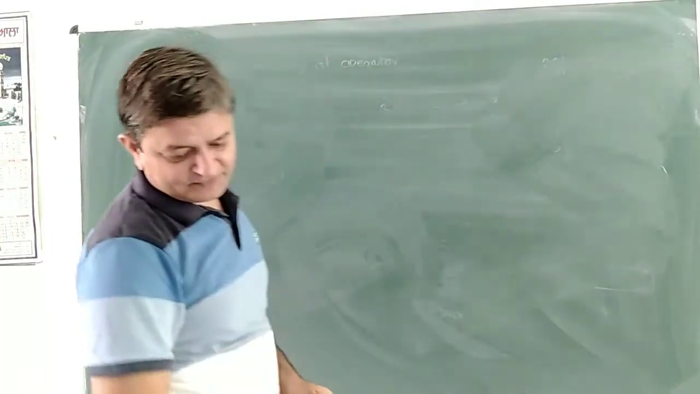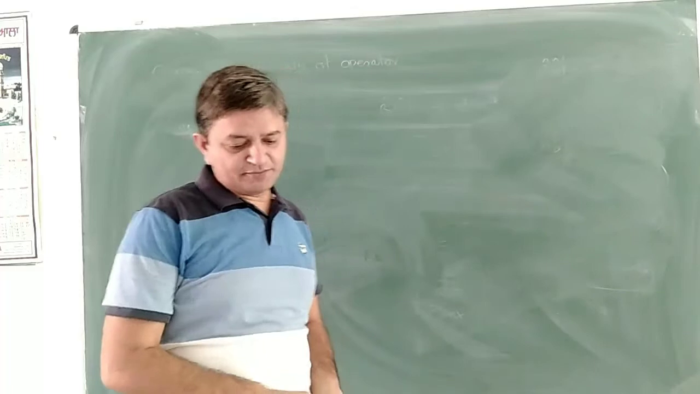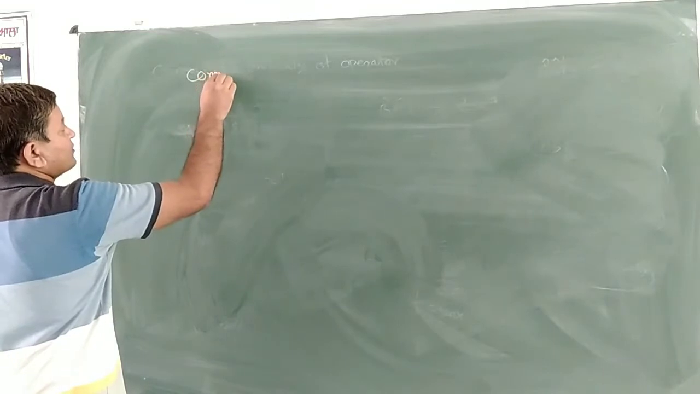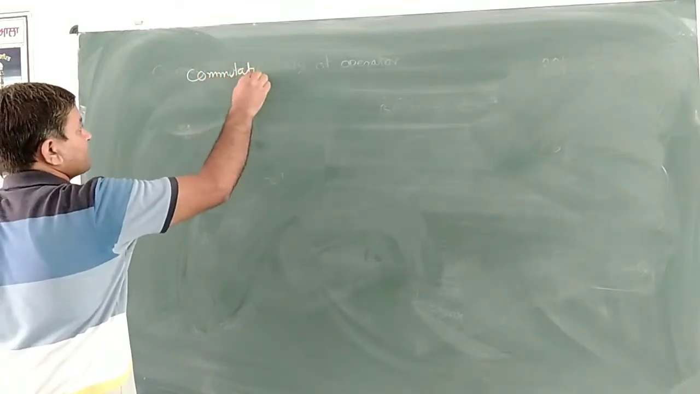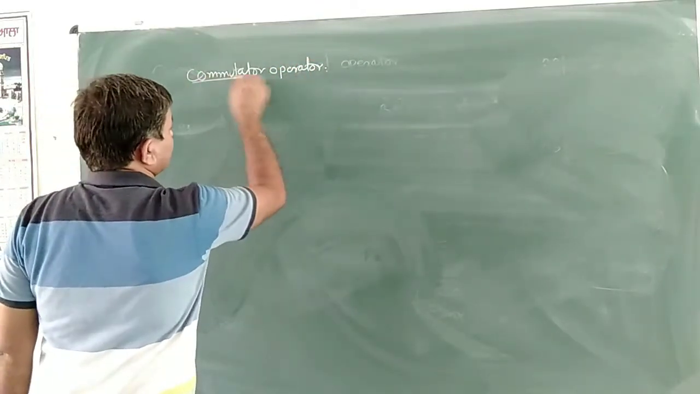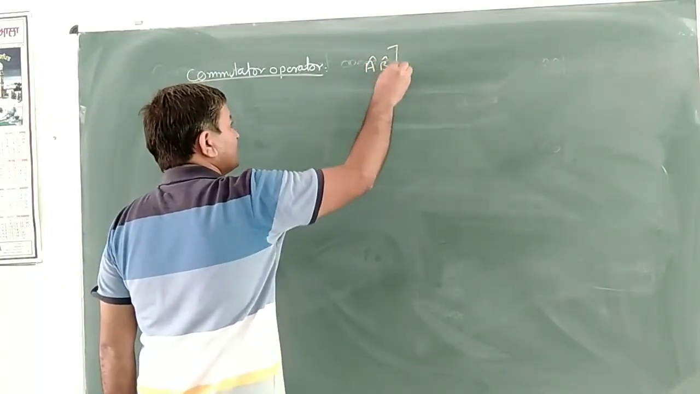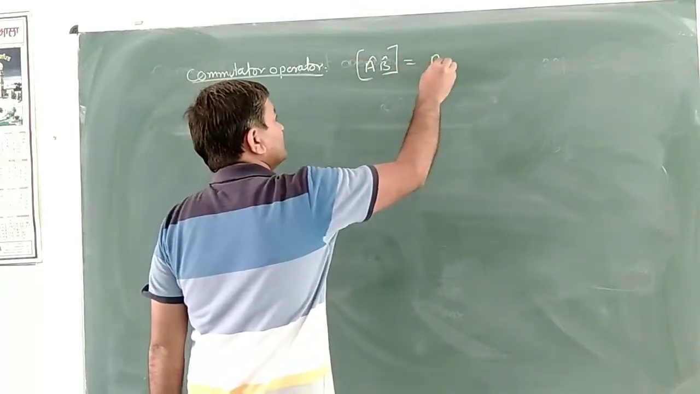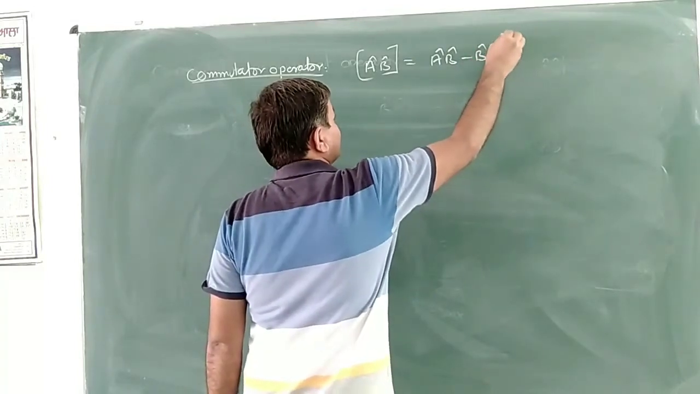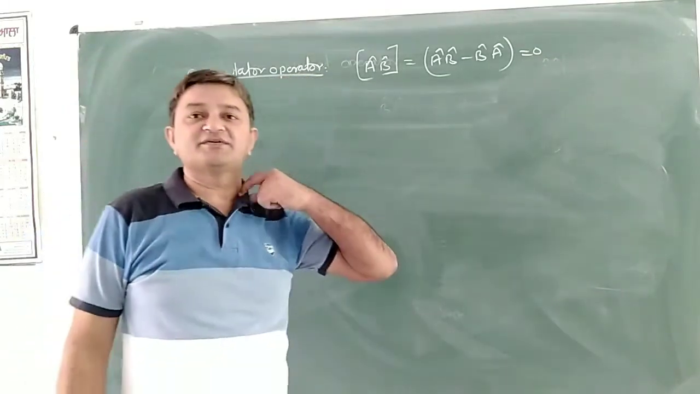After that is the commutator operator. What is the condition in that? The A operator and B operator in the square bracket is equal to the A operator B operator minus the B operator A operator, which is equal to 0. So this is the condition for the commutative operator.